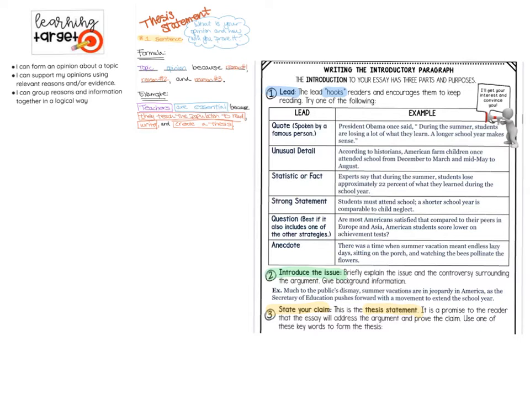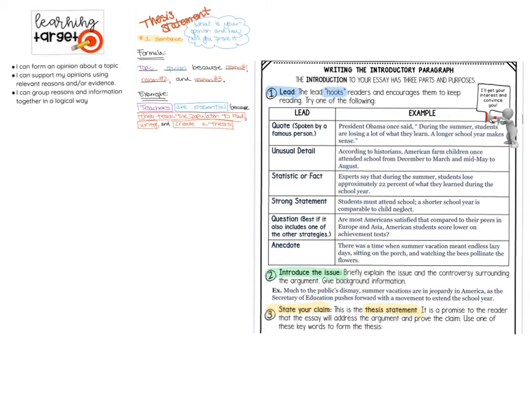So for example, here they say, "There was a time when summer vacation meant endless lazy days, sitting on the porch and watching the bees pollinate the flowers." If you remember yesterday, the example from the 5th grader, when she was explaining what it would look like when her sister went to college and the show, don't tell, that would also be an anecdote. So again, the first thing that you need in an introductory paragraph is a lead or a hook.